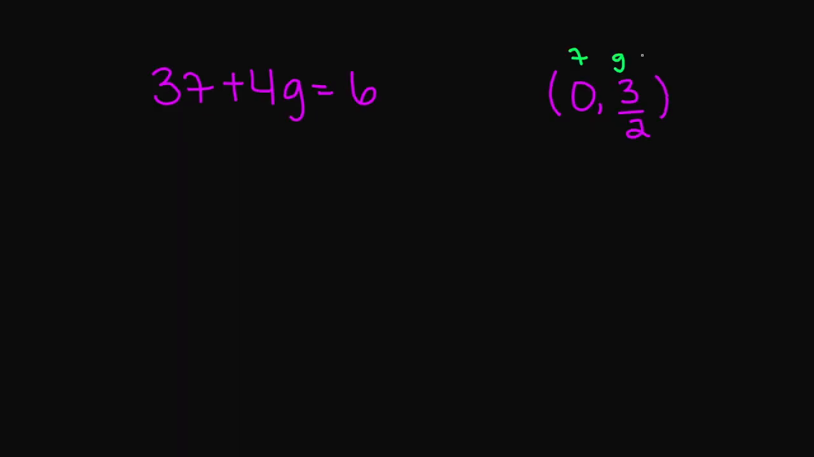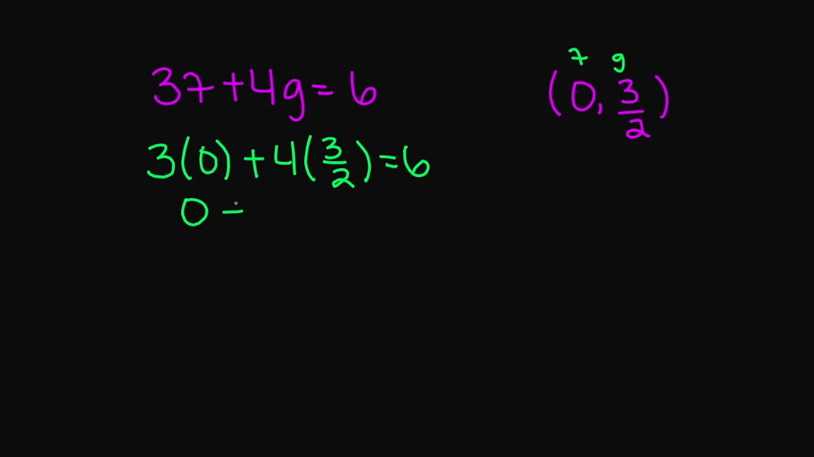Let's look at this equation here. We have 3f plus 4g equals 6, and our ordered pair is 0, 3/2. So we're going to plug in 3 times f, that's 3 times 0, plus 4 times g, which is 4 times 3/2, equals 6. So my left side here, 3 times 0 is going to be 0, plus 4 times 3/2. Remember that the denominator under your 4 is going to be your imaginary 1.